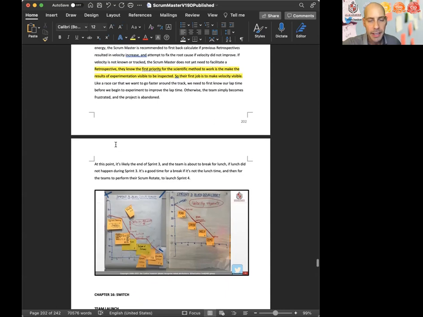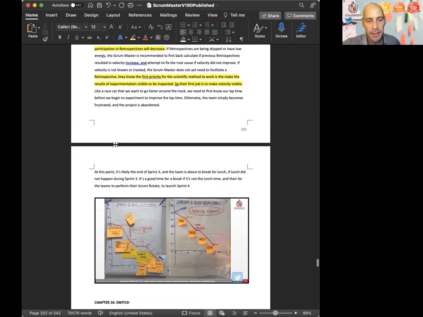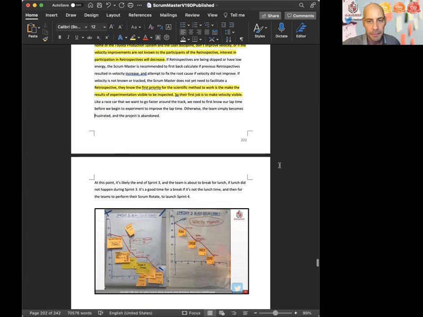At this point, it is likely the end of sprint 3, and the team is about to break for lunch. If lunch did not happen during sprint 3, it is a good time for a break, if it's not the lunchtime, and then for the teams to perform Scrum Rotate to launch sprint 4. You can see an example burndown here of 2 different teams finishing sprint 3, 2 different classes finishing sprint 3.